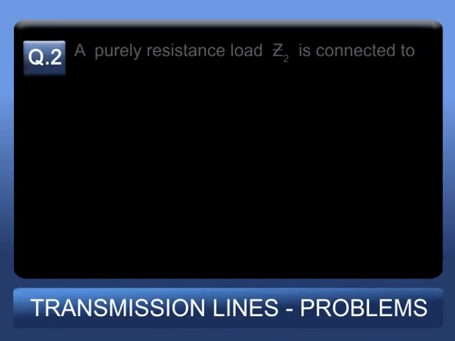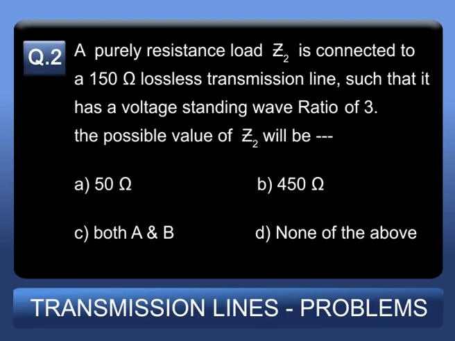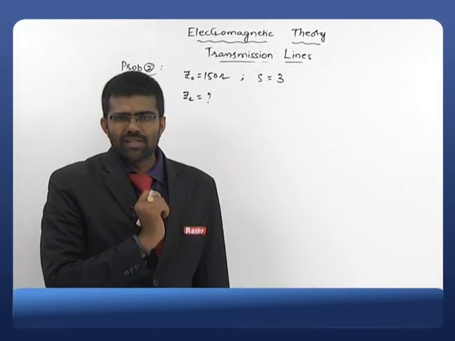Problem 2. A purely resistive load ZL is connected to a 150 ohm lossless transmission line such that it has a voltage standing wave ratio of 3. The possible value of ZL will be, options are given like this. Option A 50 ohms, option B 450 ohms, option C both A and B, and option D none of the above.